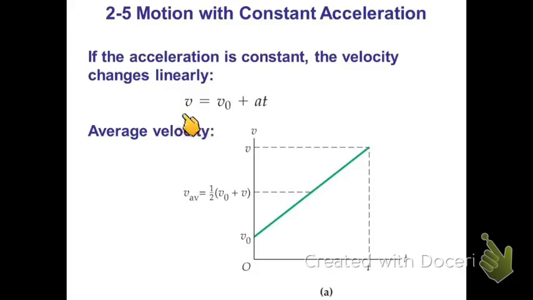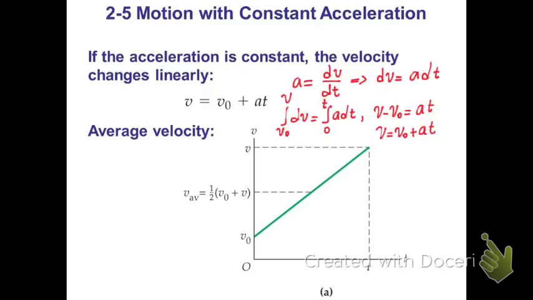The expression for velocity can be derived from the definition of acceleration, in fact. If we go by the definition, acceleration is the time derivative of the velocity, dv over dt, and if we multiply both sides of this equation by the differential time dt, we get the differential in v, the velocity, is equal to a times dt. But the thing is, the acceleration is constant, which means it does not depend on time.